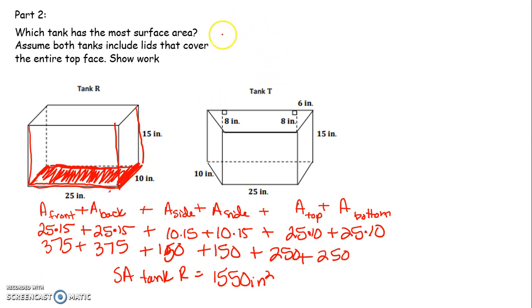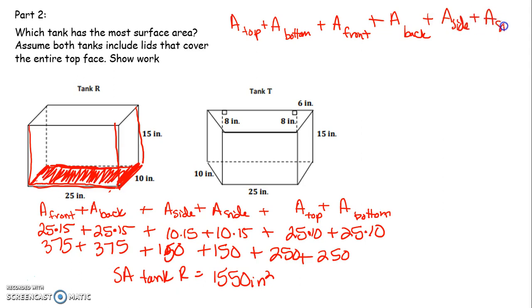So now for tank T, we'll have to find the area of the top, the area of the bottom, the area of the front, the area of the back, the area of the side face, and the area of the other side face.